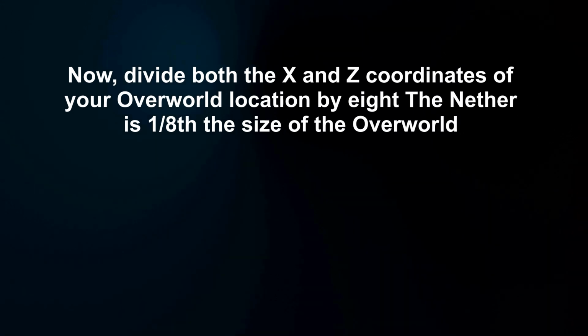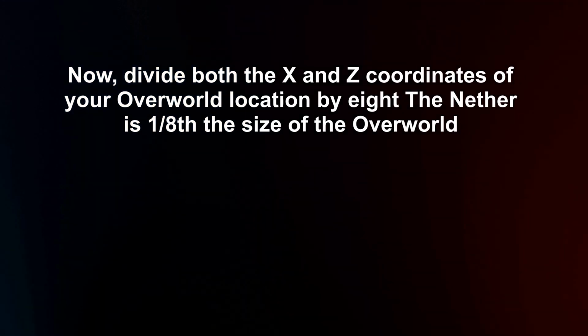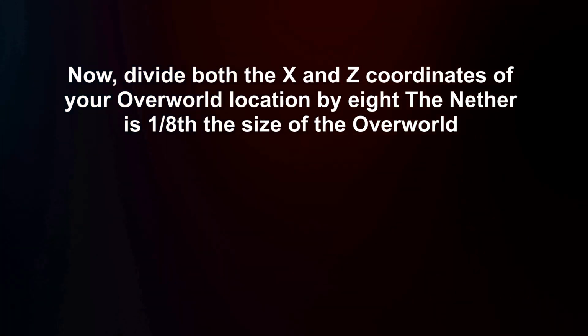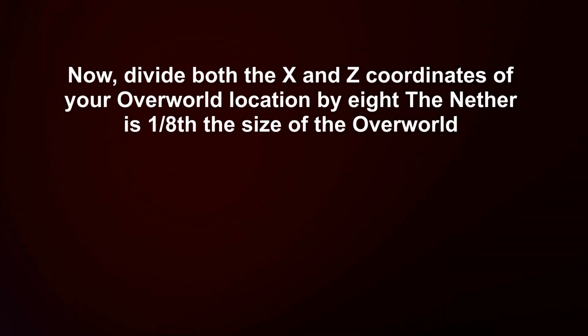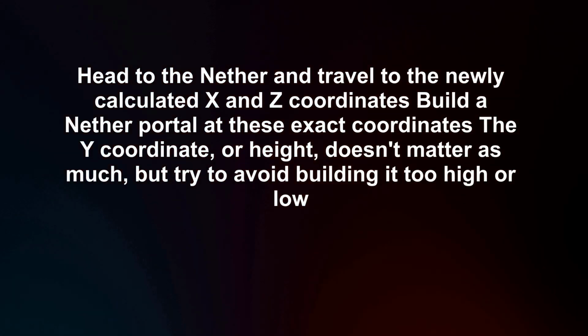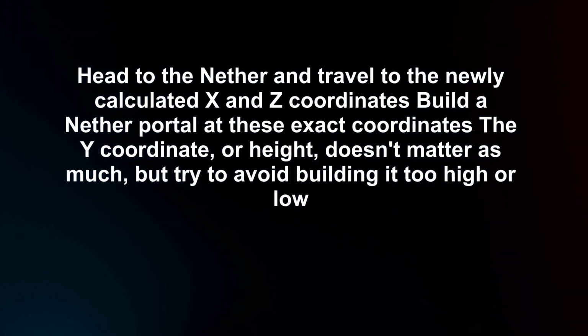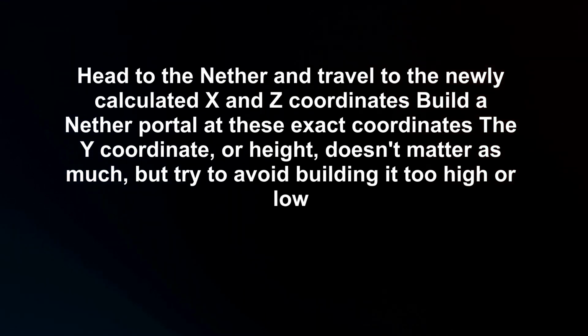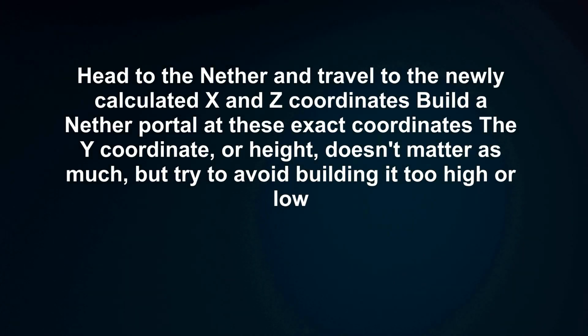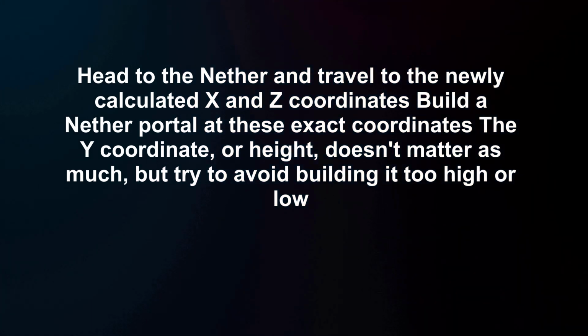Now, divide both the X and Z coordinates of your overworld location by 8. The Nether is 1/8 the size of the overworld. Head to the Nether and travel to the newly calculated X and Z coordinates. Build a Nether portal at these exact coordinates. The Y coordinate, or height, doesn't matter as much, but try to avoid building it too high or low.